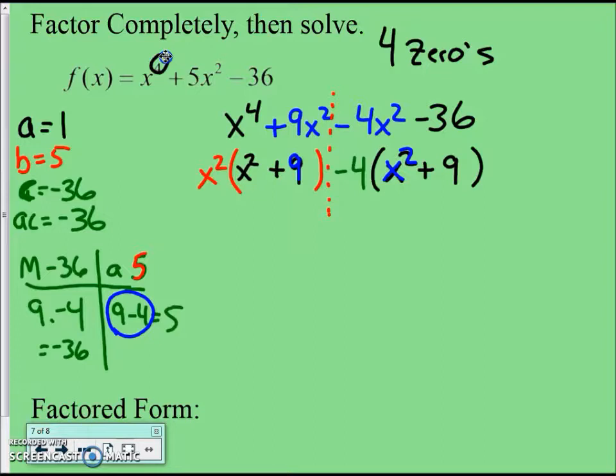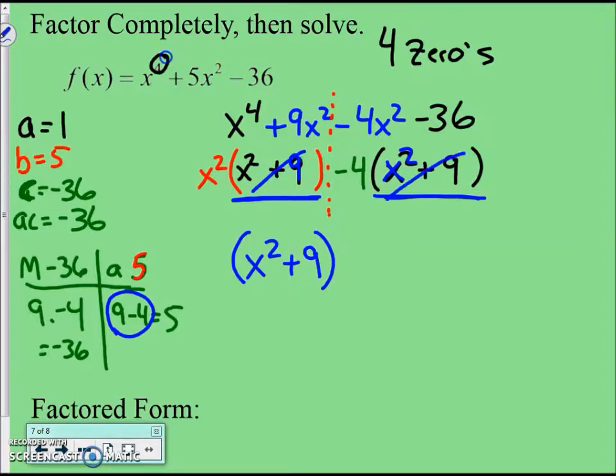Good. Looking at this problem now, we see that x squared plus 9 is a GCF on both sides. So now I can bring that down to have x squared plus 9 as one of my factors. When I divide it out, I'm left with x squared minus 4. And those are my factored forms.